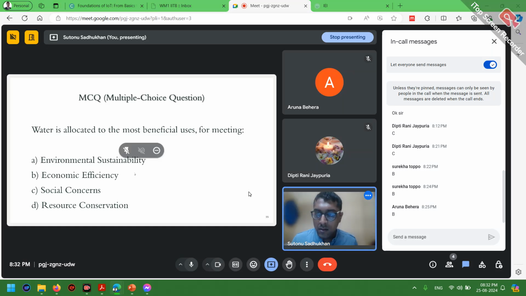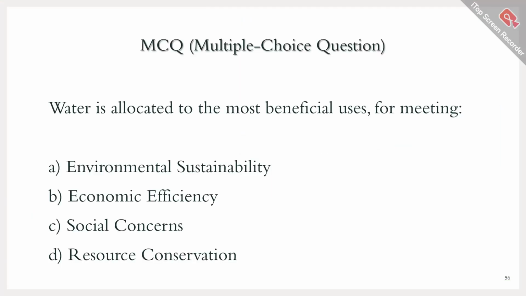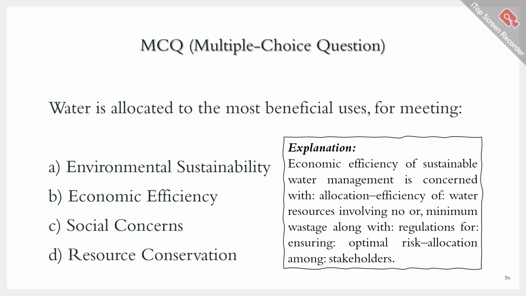Okay. So what is the correct answer? The explanation is something like this. Economic efficiency of sustainable water management is concerned with allocation efficiency of water resources involving no or minimum wastage, along with regulations for ensuring optimal risk allocation among the stakeholders. So option B, economic efficiency, is the correct answer.